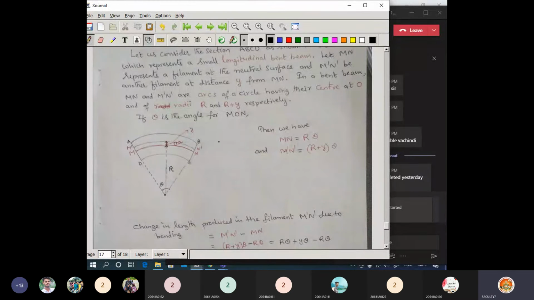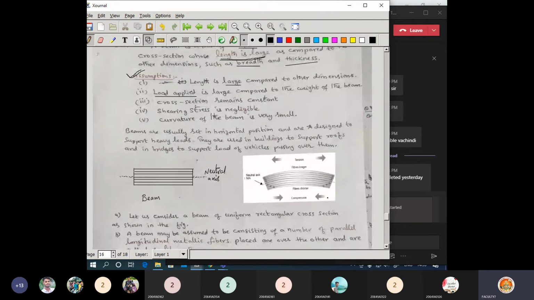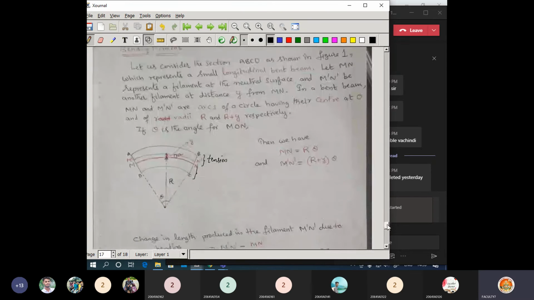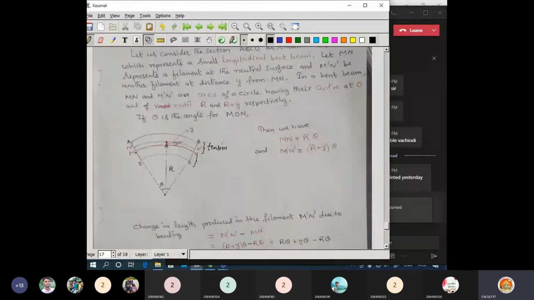Now, if you want, you can add the things about the tension and the compression also. The filaments between these two will be under tension. If you want, you can add. This is not required because actually I had shown those things in the first diagram itself. But after this particular filament, you are going to get compression. Okay, the filaments will be under compression state.